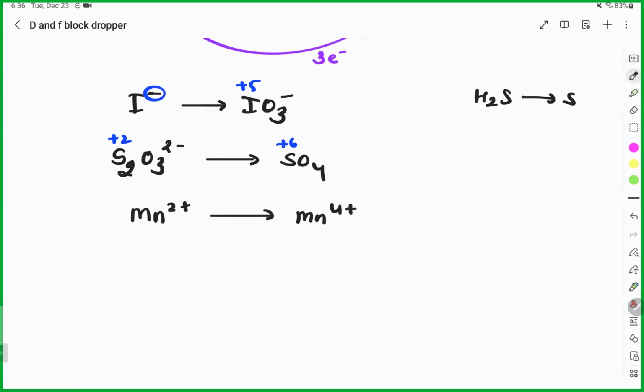Okay, any doubt? If you take HCl, it will convert into the chlorine, correct? Because Cl minus 1 will convert into 0. This is again oxidation.